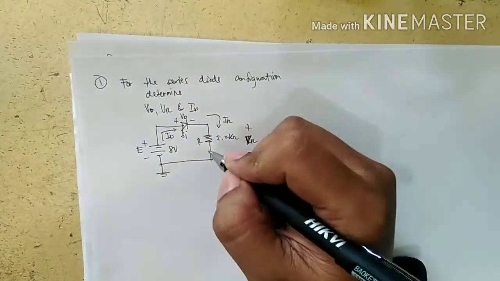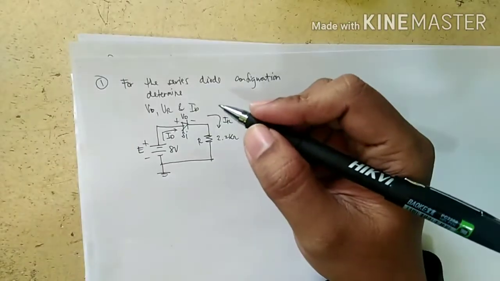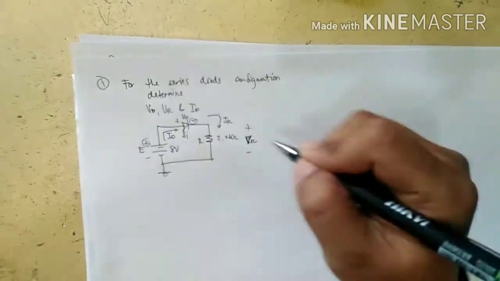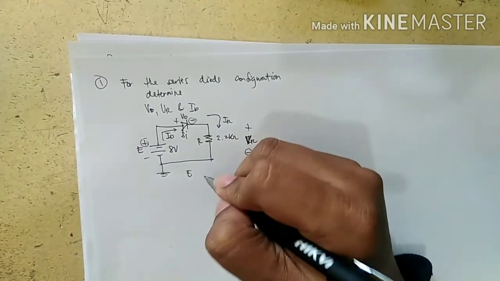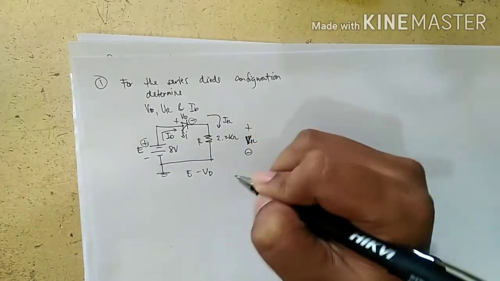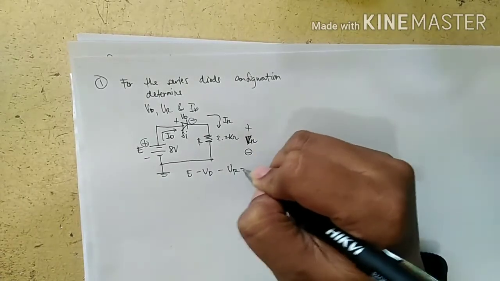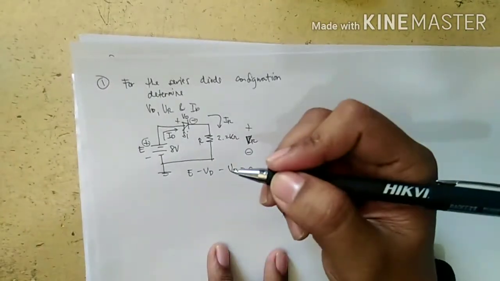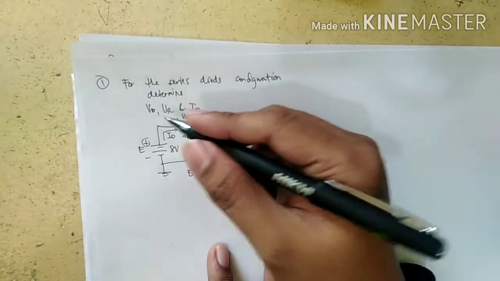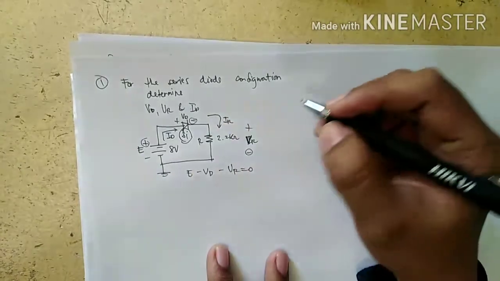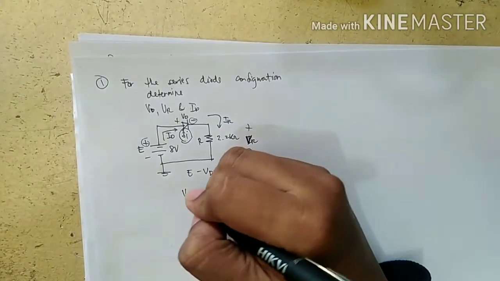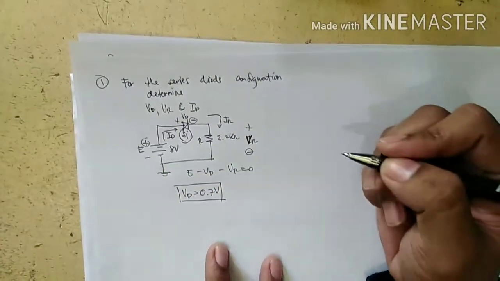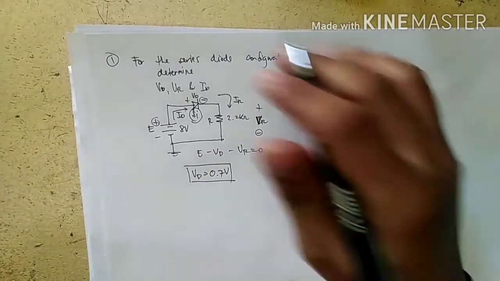Since this is a series circuit, we use Kirchhoff's voltage law, alternating the signs: E minus VD minus VR equal to 0. Since this is silicon, VD is automatically equal to 0.7 volts.